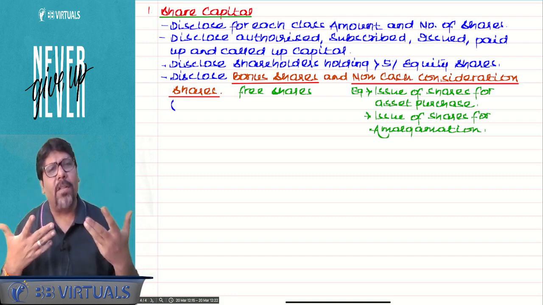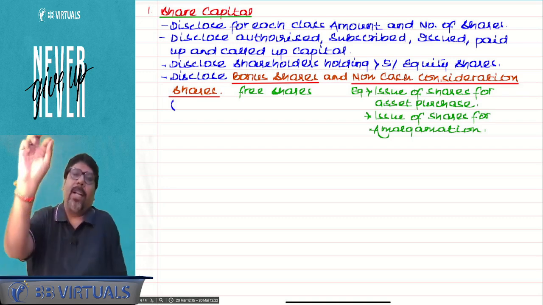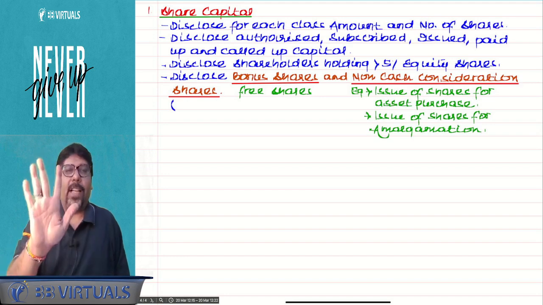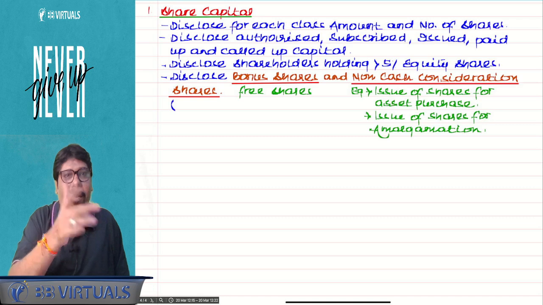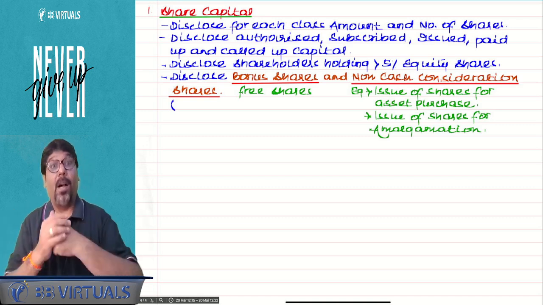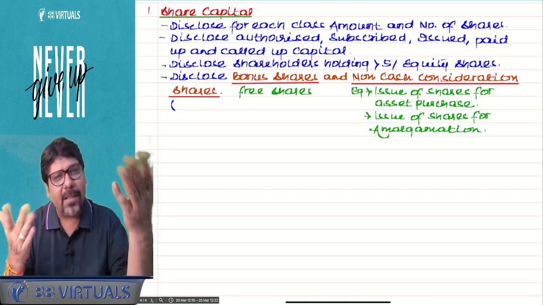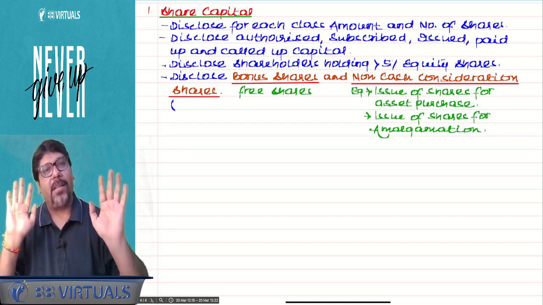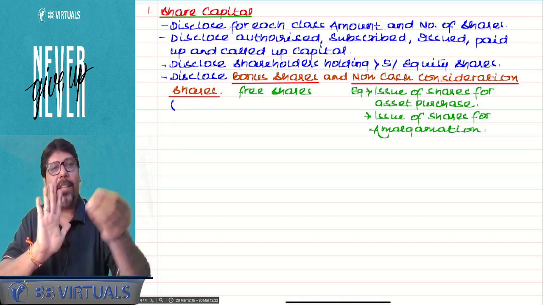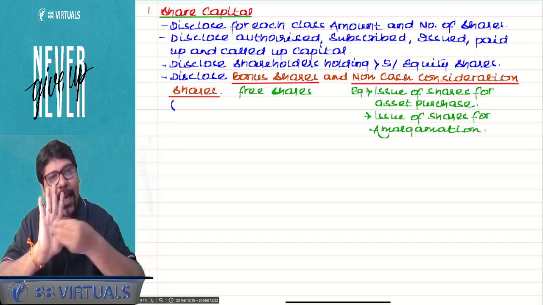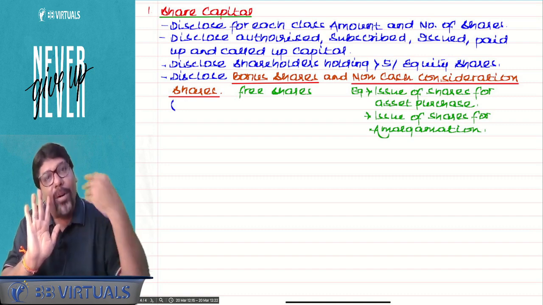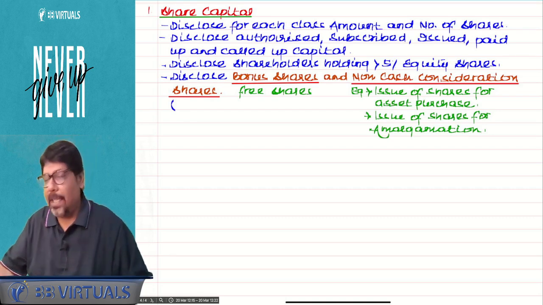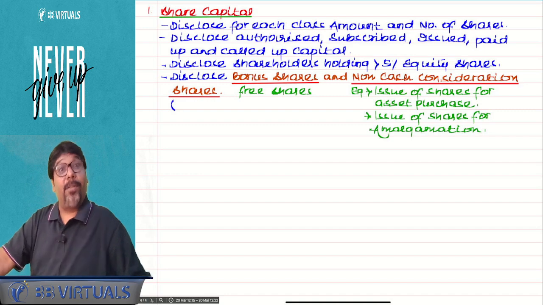Why disclose? If you write share capital 1 crore, as a normal reader, what will we think? If there's a share capital of 1 crore, there will be cash also of 1 crore. No. But did you get cash? No, you got non-cash consideration. Or sometimes you give free shares. So don't you think readers of financial information should know that out of 10 lakh shares, you had given 2 lakh bonus shares? Those are free shares. Correct. That information should be there.